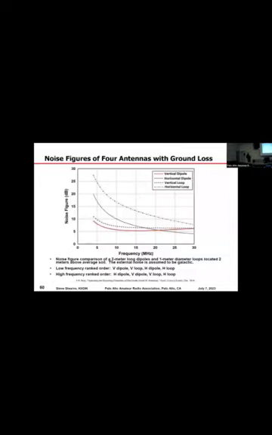Everything else is wrong. Okay, let's go to the next slide. That, by the way, that's from a ham publication. I'm not going to identify the culprit. If you run across it, you'll know.